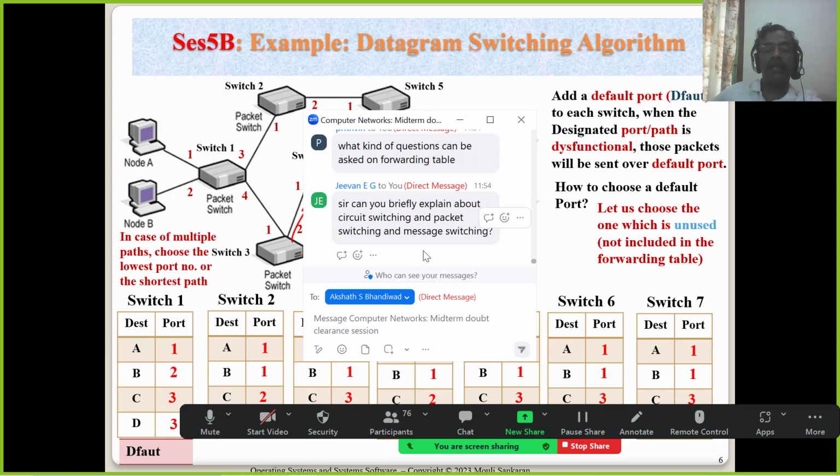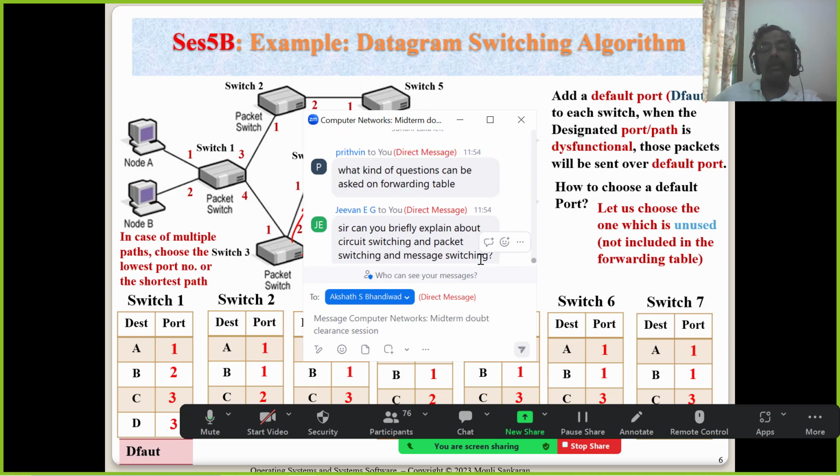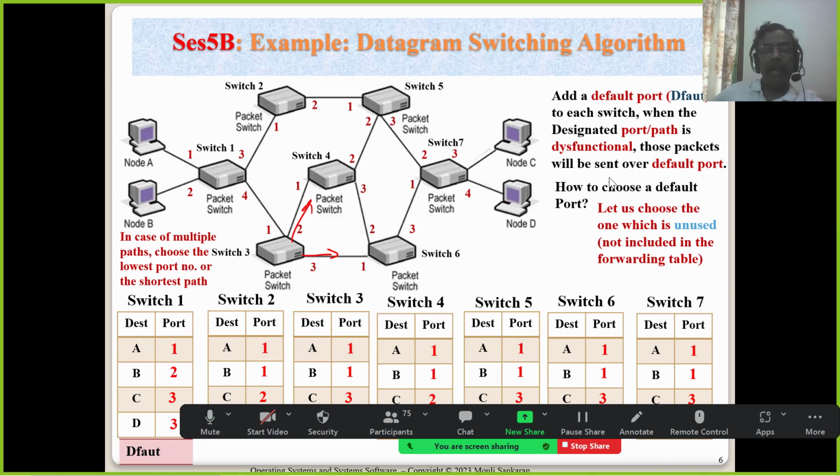Briefly explain about circuit switching and packet switching and message switching. Oh my god, you want me to run the entire class, man? Okay, see, circuit switching is, I'll come to that.